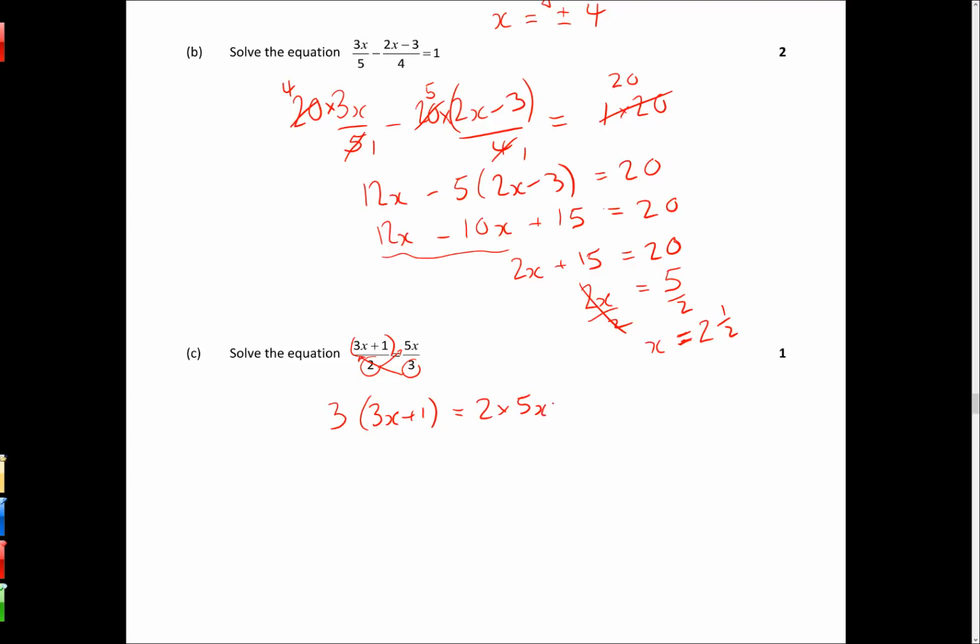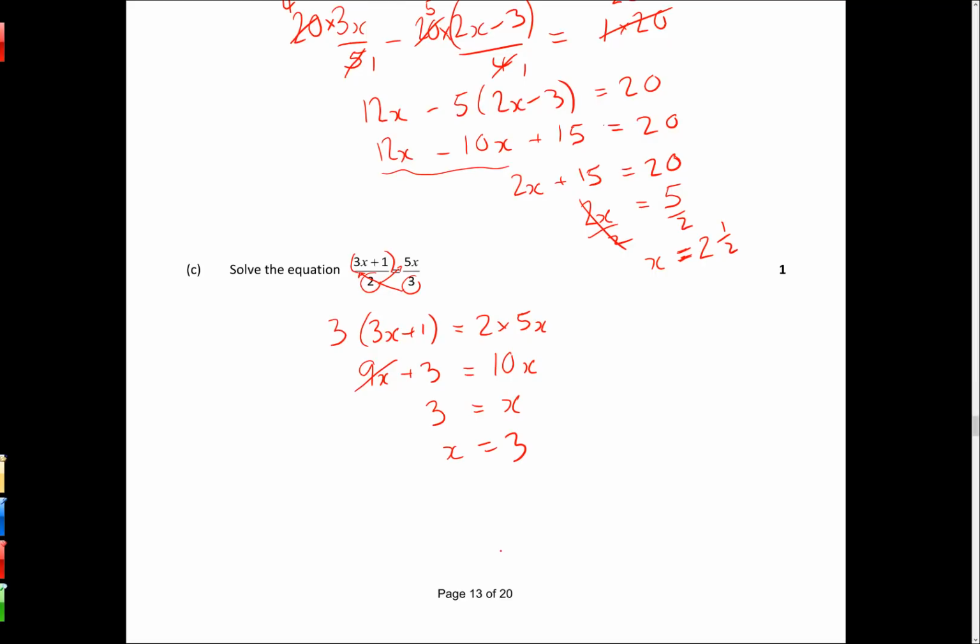There we go. 3 times 3x, that's 9x. 3 times 1 was plus 3. 2 times 5x, that's 10x. I've got more x's on the right than the left, so I'm going to let them sit there. And I'm going to take 9x away from both sides. If I remove 9x from the left, it's gone. If I remove 9x from the right, I've only got an x left. x equals 3. Great.